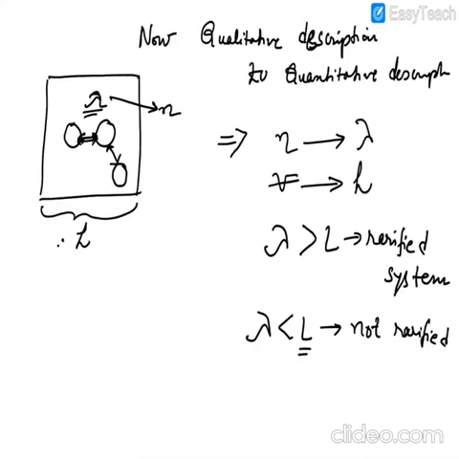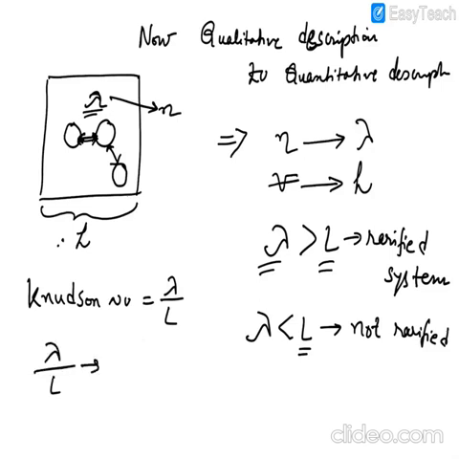Now we understood that not only lambda is important, but L is also important. So we will define a parameter called the Knudsen number, defined as lambda by L, and that will guide us on the validity of the continuum hypothesis. That means if lambda by L is small, then the mean free path is much smaller than the characteristic length, and then the continuum hypothesis will hold good. Okay, right?